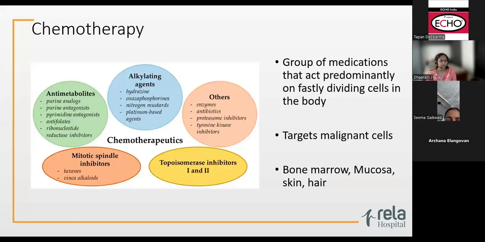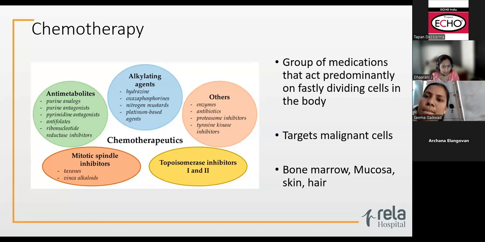So to start with, what is chemotherapy? So the broad definition may be different. For us to understand it easily, it is a group of medications that acts predominantly on fast dividing cells in the body. So the fastest dividing cell in the body is a malignant cell, a cancer cell, which divides very, very fast compared to the normal speed. So that is why it is cancerous.